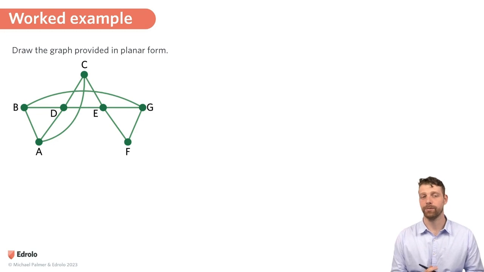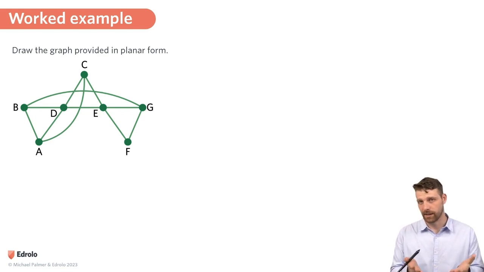Here's another example where we have to redraw a graph to see if it's planar. This one actually tells us we've got a planar graph. So the question reads, draw the graph provided in planar form. The question sort of hints that it can be done, and we just have to find the way to do it. Truth be told, the way that I wrote this question was to draw a planar graph, and then I just smushed it all up so that it doesn't look like one anymore. So I do know what the answer is here.